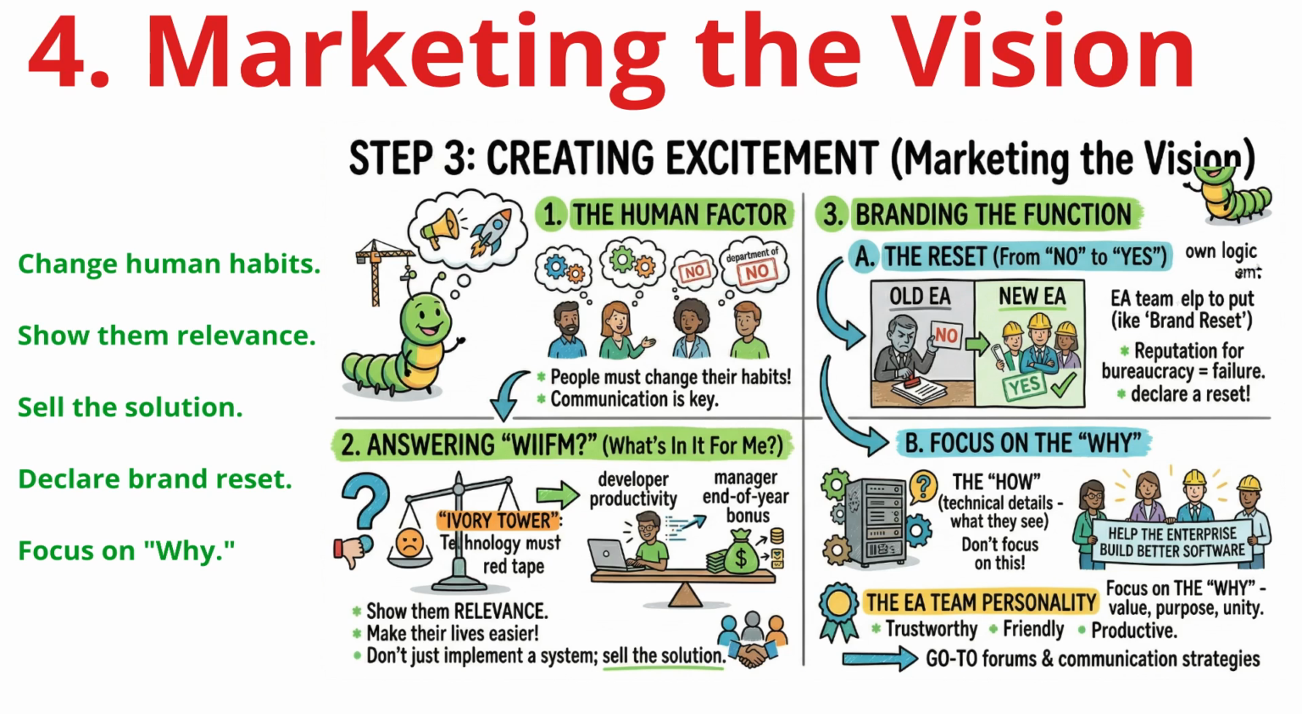Finally, we must brand the function. If the old EA has a reputation as the department of no and bureaucracy, it's time for a brand reset. We shift the image to a new, united team. By ignoring technical details, or the how, and focusing on the why, value, purpose, and unity, we build a new EA team personality that is trustworthy, friendly, and productive.